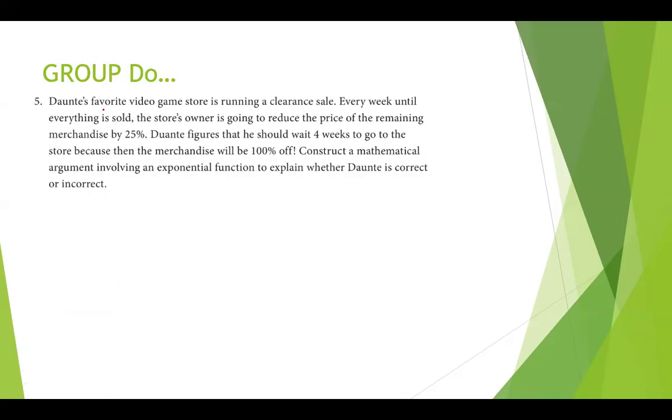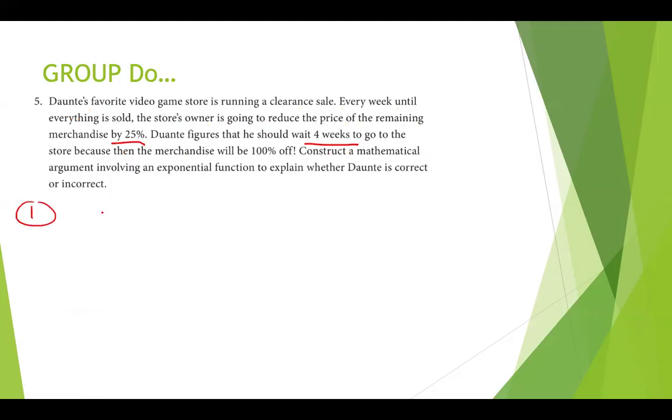On here, Dante, our homeboy, he's like, ooh, I'm just going to wait it out. I'm going to wait 4 weeks. And after 4 weeks, all of it's going to be free, right? That's his thought process. So every week it says that until everything is sold, the store owner is going to reduce the price of the remaining by 25%.